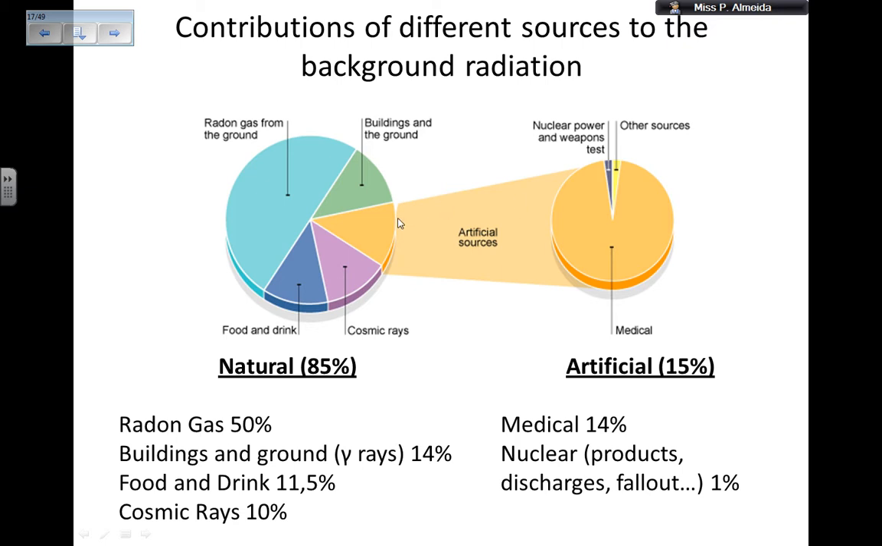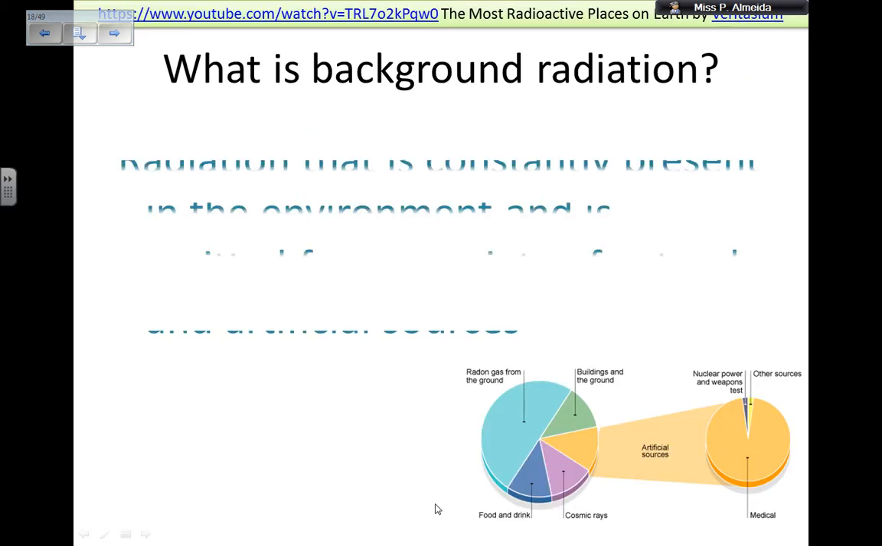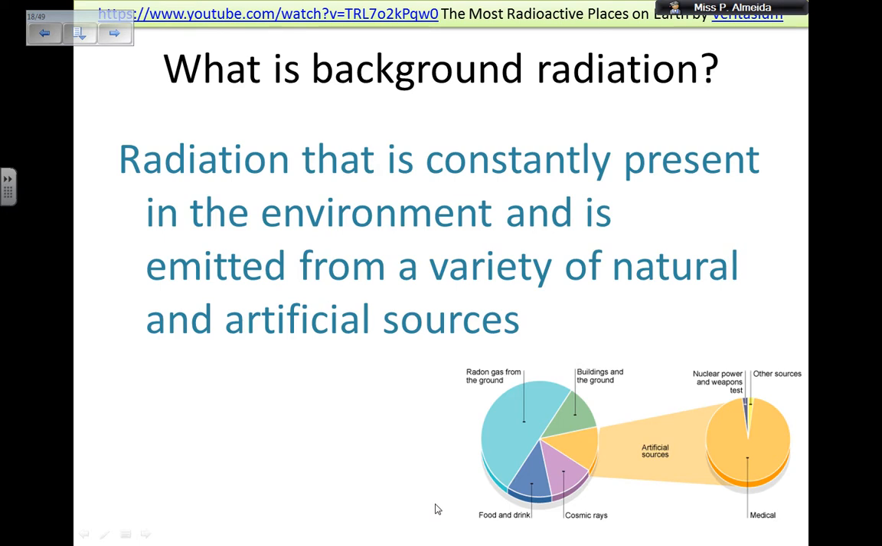I have a definition for you to write down if you want. So, in terms of natural, radon gas is 50%, okay, more on radon gas in a second. Buildings and ground, which is gamma rays, 14%, food and drink, 11.5%, and cosmic rays, 10%, okay? So, what is the actual definition of background radiation? It is radiation that is constantly present in the environment and is emitted from a variety of natural and artificial sources. When I teach this, I give them the example when in lessons I say there is some background noise, meaning that someone out there, and I don't quite know where it is, or I cannot point to the source, is talking and I can hear it, and that talking is always present, is always happening.